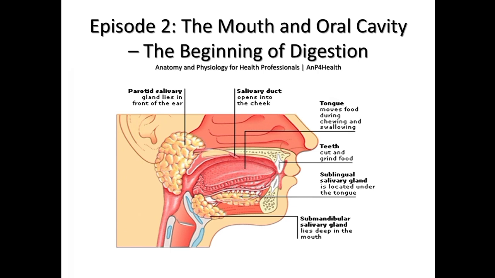In today's lesson, we'll explore the mouth and the oral cavity, starting point of the digestive process. By the end of this video, you'll understand how the structures of the mouth, such as the teeth, tongue, and palate, work together with the saliva to begin the process of digestion, transforming food into a soft, swallowable mass called the bolus.